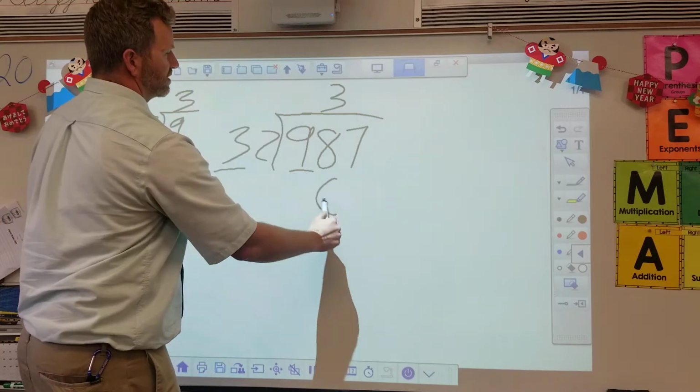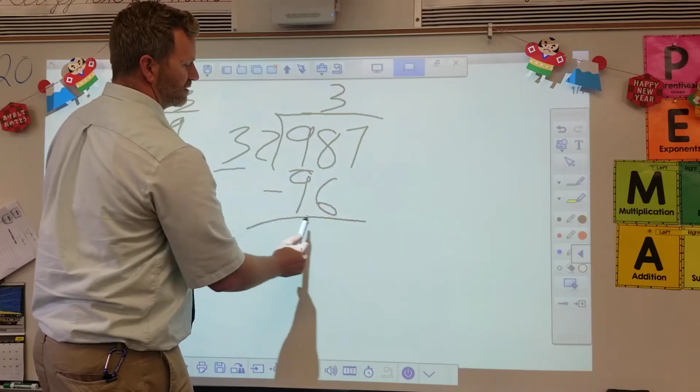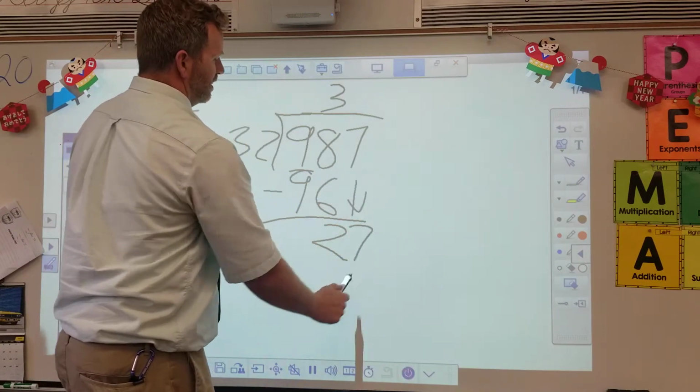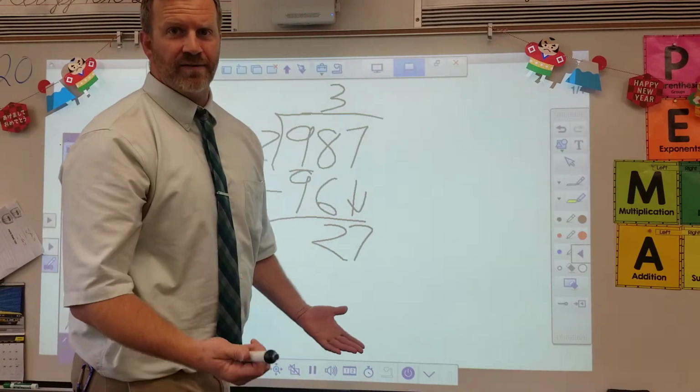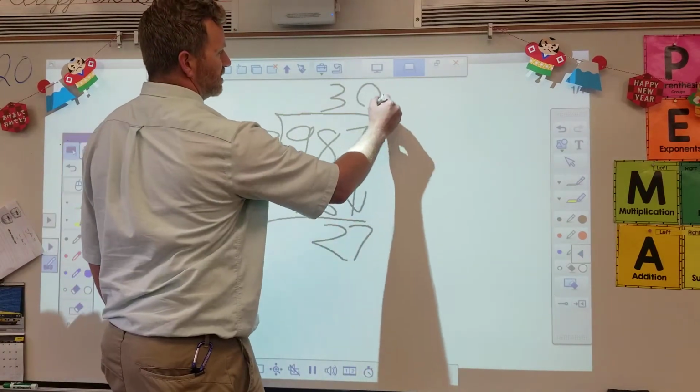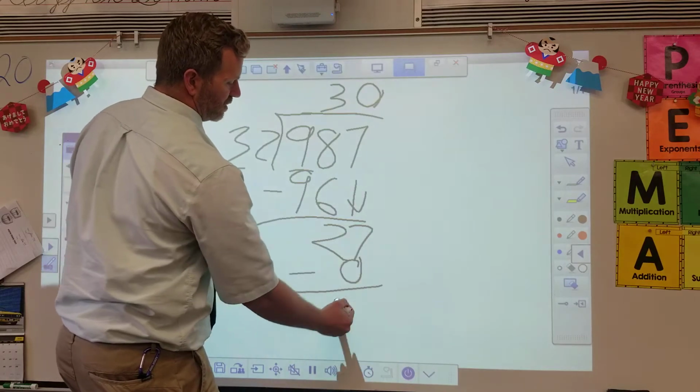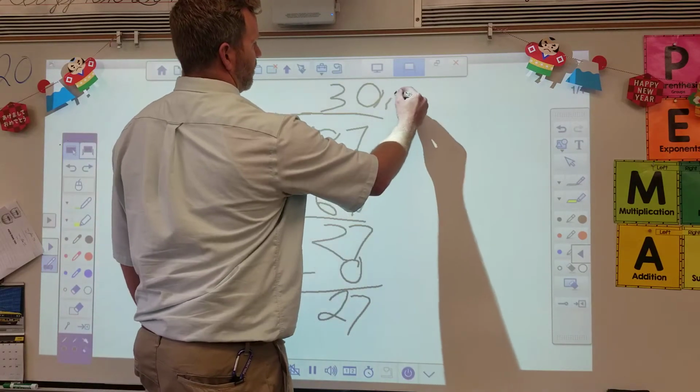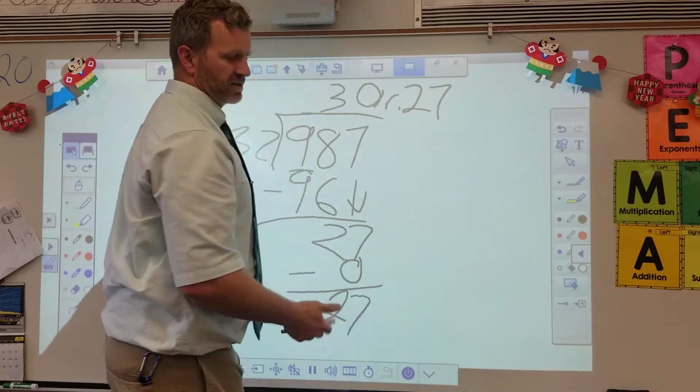So 3 times 2 is 6, 3 times 3 is 9. Do a little subtraction, drop down the 7. Now, 32 doesn't go into 27, right? We know that. So it's going to be a 0. We subtract, there's 27. So we have 30, remainder 27.